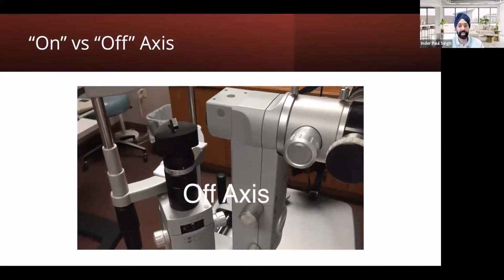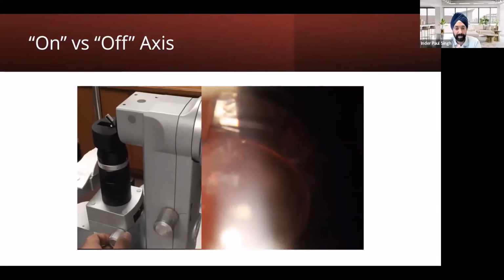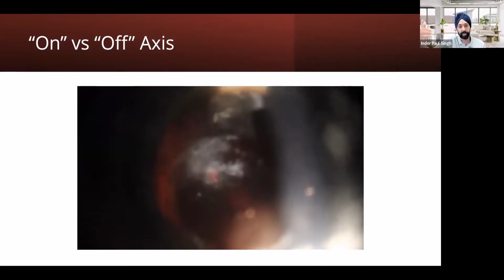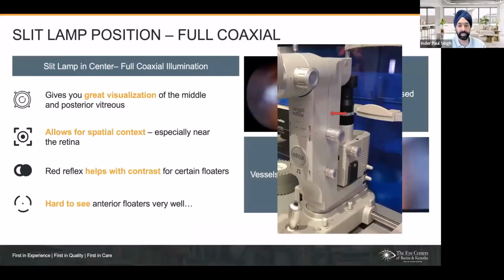Now that does change the type of illumination. On the right, if I'm coaxial in the middle, red reflex. If I move the slit lamp oblique, I lose that red reflex. So the more anterior the floater is, the more I'll move my slit lamp oblique to give myself that better contrast as well. I'm just gonna fast forward to this for the sake of time. So here are some videos demonstrating what it looks like in the actual treatment procedure itself. The key is to find the floater.